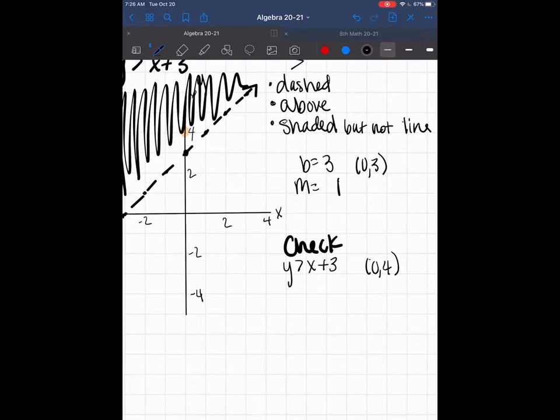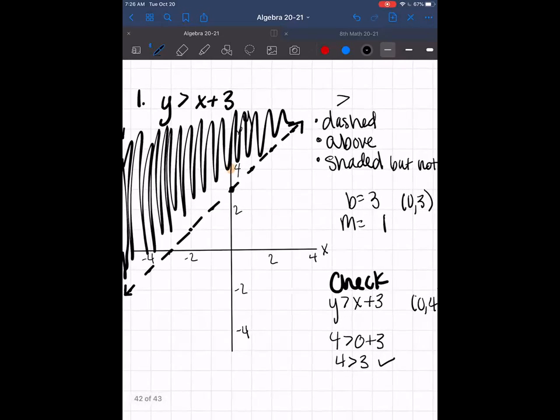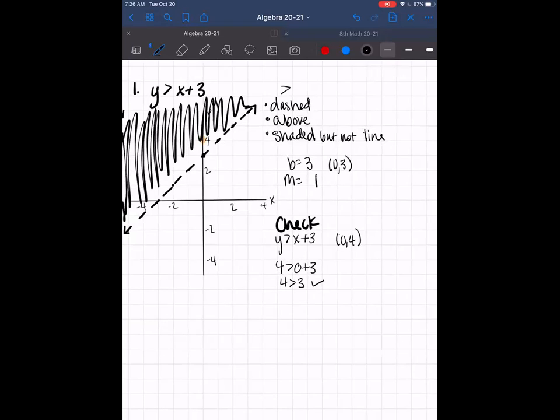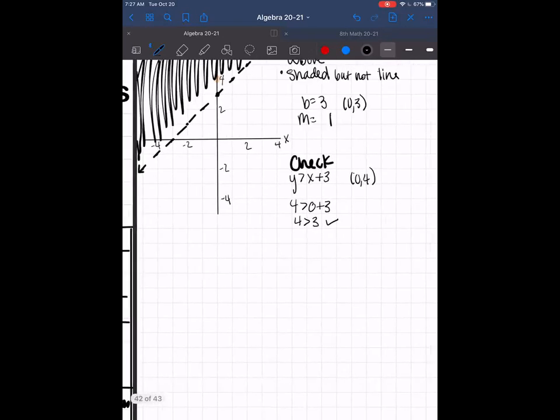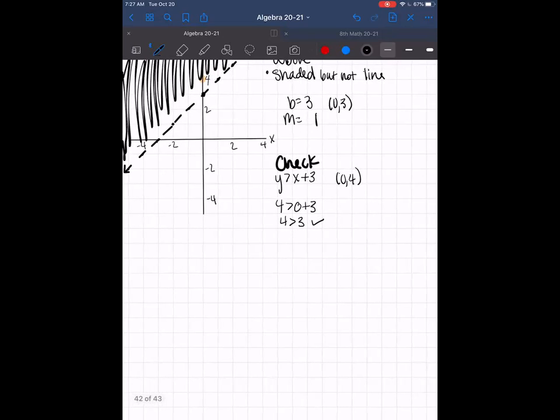So I'm going to substitute in those numbers. 4 for y is greater than 0 plus 3. So is 4 greater than 3? Yes. So I know for a fact that this is my graph. I've shaded the correct region. I have my line correctly. I'm going to go ahead and copy this.